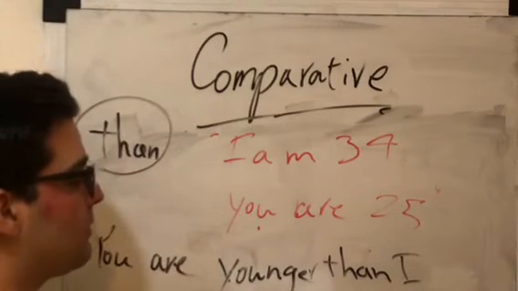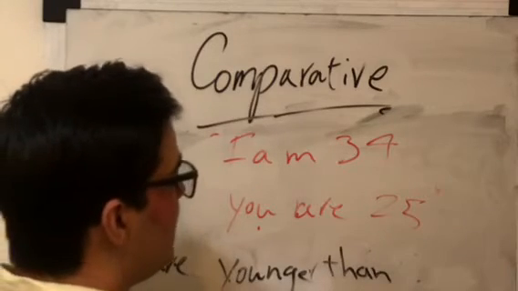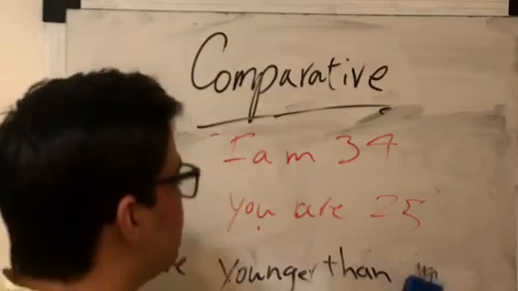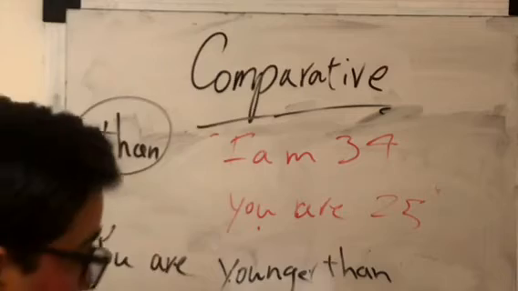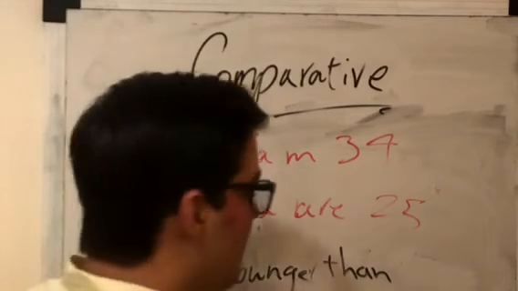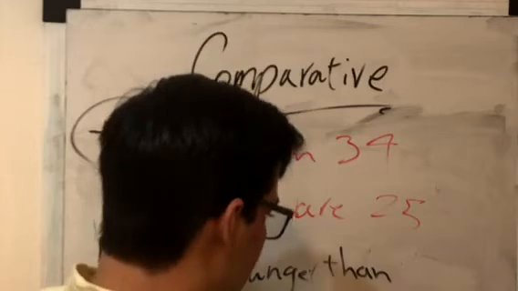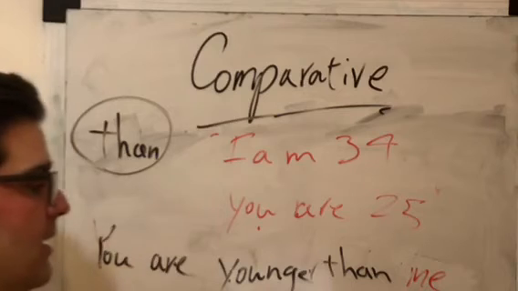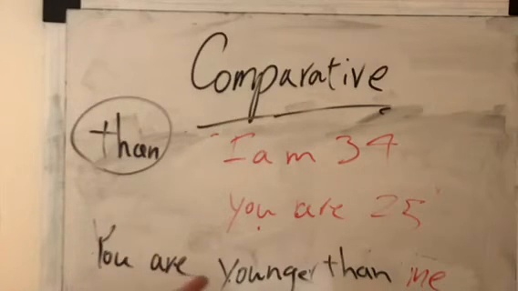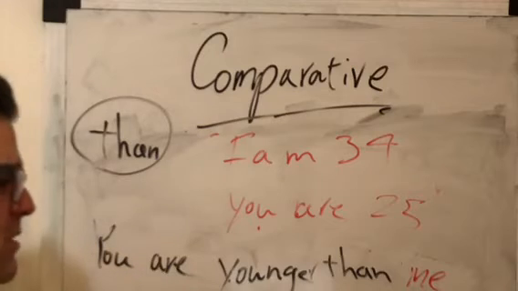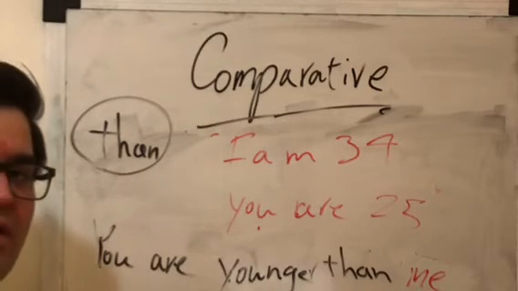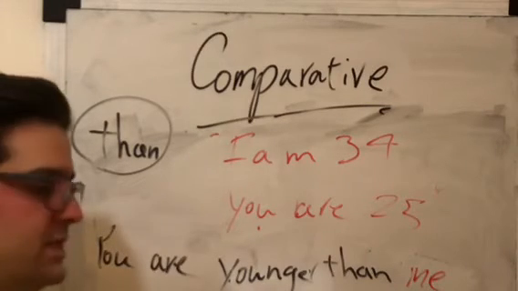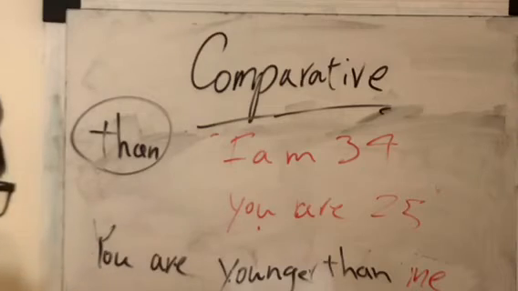Or maybe you think something like me is true. Yes, it's true. Usually it's true, but it's normal. You can say me instead of I. So you are younger than me. Maybe someone thinks it is not correct, but this sentence is often used between people.